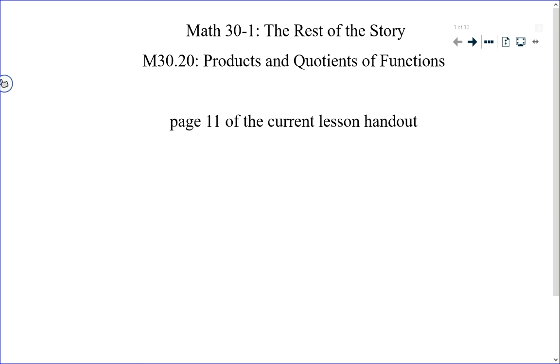We're looking today at lesson 30.20, which is dealing with products and quotients of functions. Pretty much everything that we did yesterday, or Wednesday, I should say, dealing with sums and differences of functions, we're going to be doing with products and quotients, but there will be a little bit of a wrinkle or a little bit of a twist when it comes to quotients of functions.